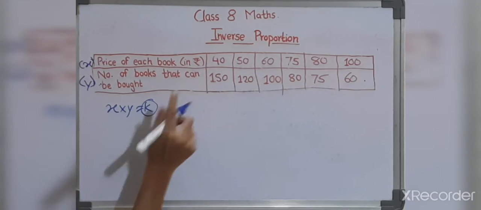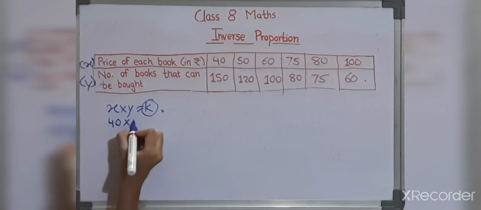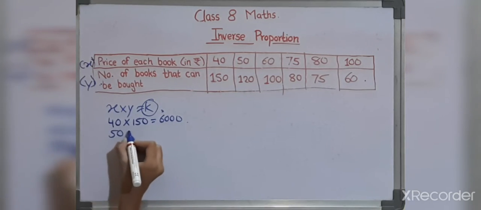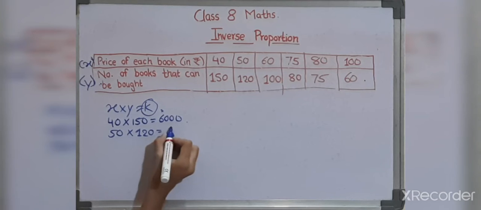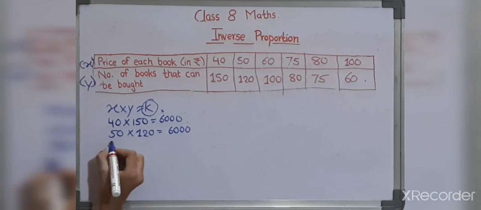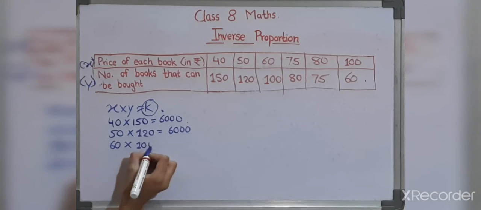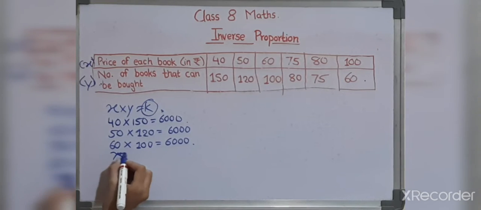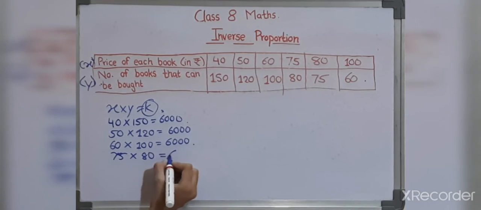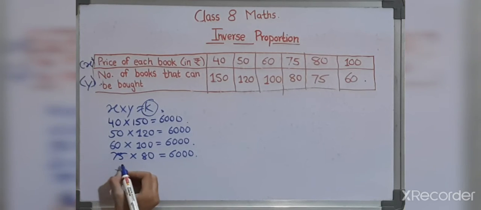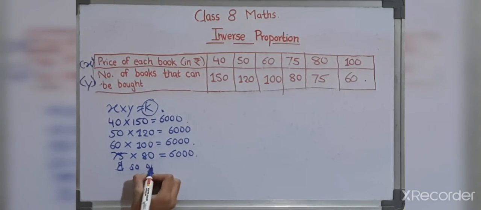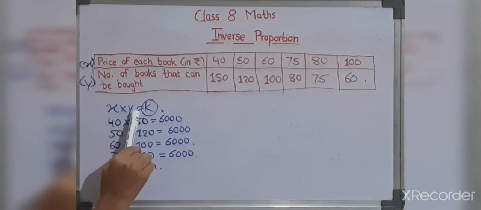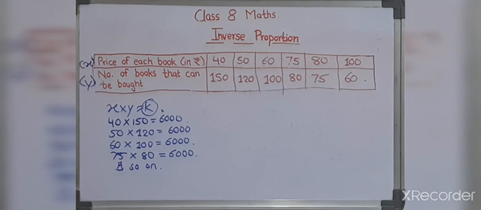So here we take 40 into 150, which is going to give 6000. Then 50 into 120, which is again going to give 6000. Then 60 into 100, which is again going to give 6000, and 75 into 80, it is also going to give 6000, and so on. So here we got it that x into y is always equal to k in inverse proportion.